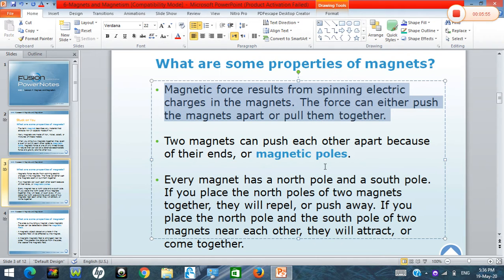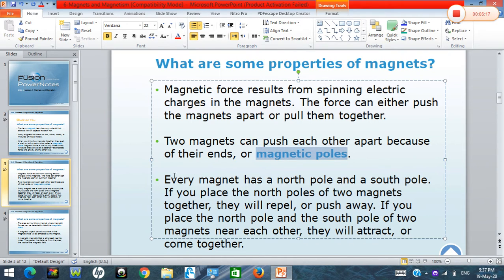And we know that the magnet has two poles, north and south. They are called magnetic poles. Magnetic poles means the two magnetic poles, south and north.